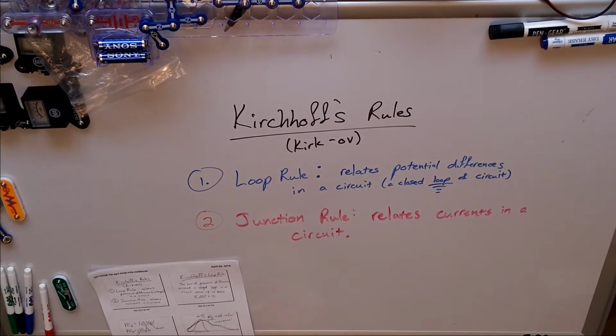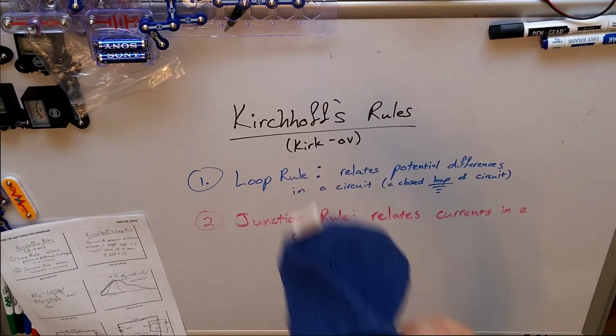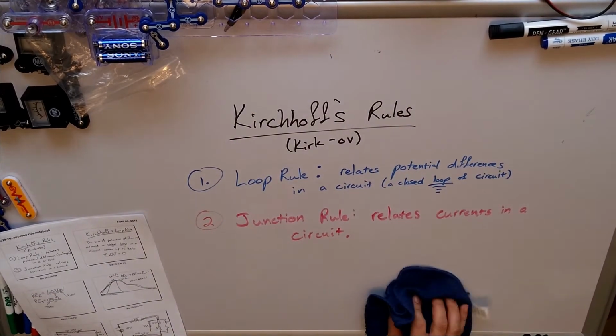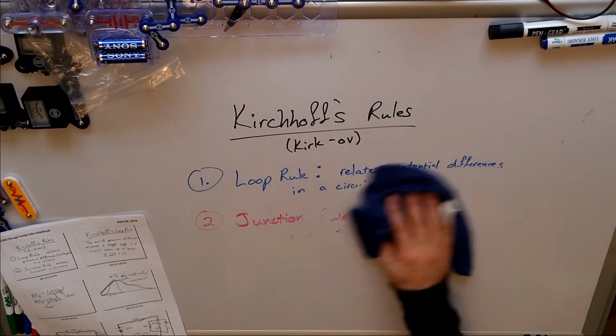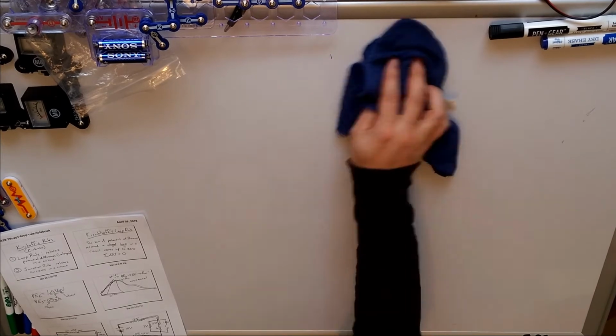All right. Now that we've got that, that's kind of a rundown of what these things are. Let's go through and let's talk about them. In particular, I want to start off by looking at Kirchhoff's loop rule because it's the one that, honestly, I like a little bit more. It's a little bit trickier to apply, but it's very, very powerful. All right. So let's talk about loop rule.